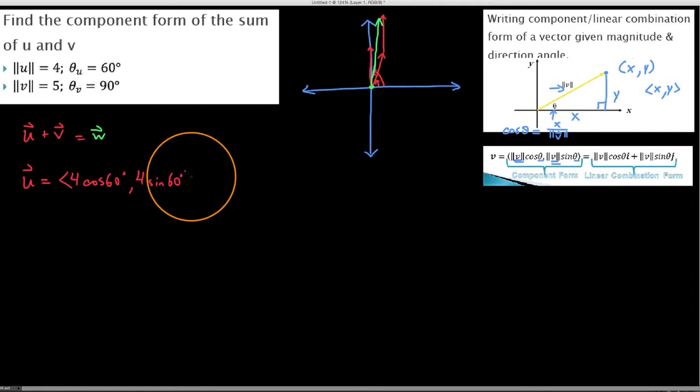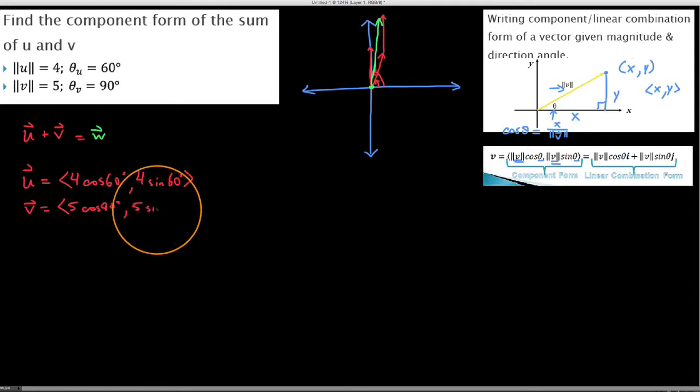So you can see how easy it is to write component form knowing these two things, the magnitude and the direction. We say v, it's going to be slightly different. It's going to be 5 units in length, and we have 5 cosine of 90 degrees, and we have 5 sine 90 degrees. Now I try to choose convenient angles here so that we wouldn't have to use a calculator, but certainly you could get decimals for all these values.